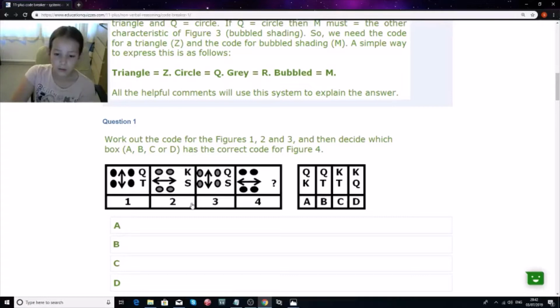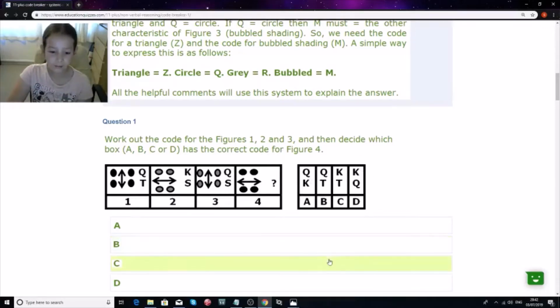What do these have in common? S and S. The circles are both grey. So K must mean horizontal, sorry. So this must be K, and T must be black. So this will be KT, which is C.